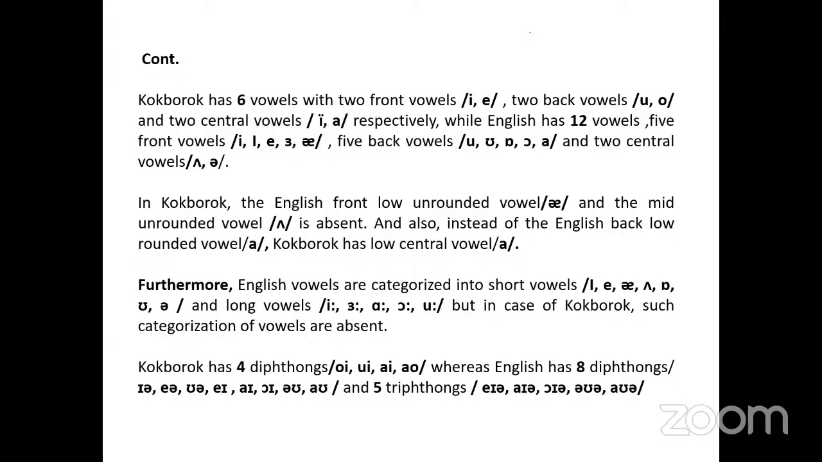Pauperok has 4 diphthongs: oi, ui, ai, and au. Whereas English has 8 diphthongs and 5 triphthongs. Next.